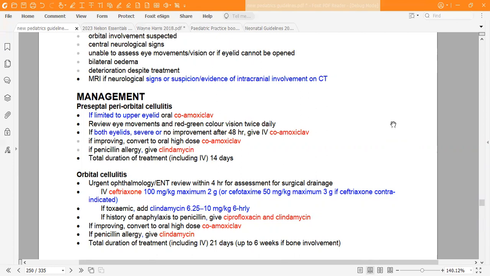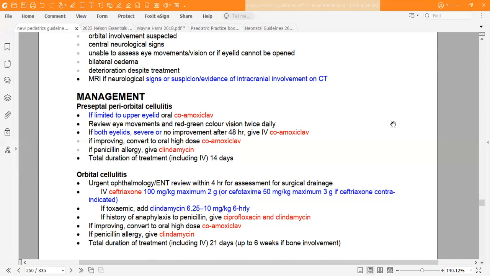So first of all, if the swelling is limited to the upper eyelid, we will start with oral co-amoxiclav. On top of that, we will review the eye movement and the red and green color vision as well, twice a day. If both eyelids are involved or severe, and there's no improvement within 48 hours of commencing antibiotics, then at the moment he will need IV co-amoxiclav.